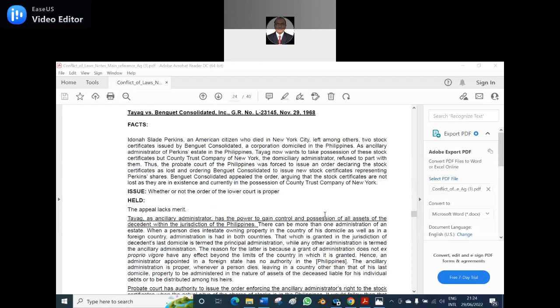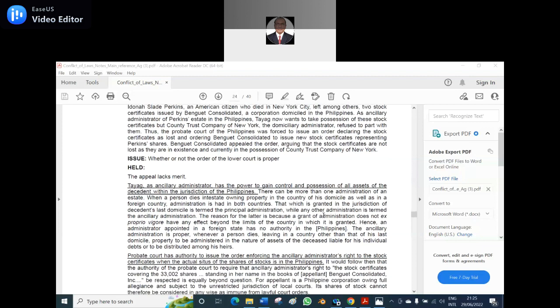It was held that the appeal lacks merit. The appeal is lost. Tayag lost the appeal because the person who wants to claim it should have to prove it. Tayag, as an ancillary administrator, has the power to gain control and possession of all the assets of the decedent within the jurisdiction of the Philippines.